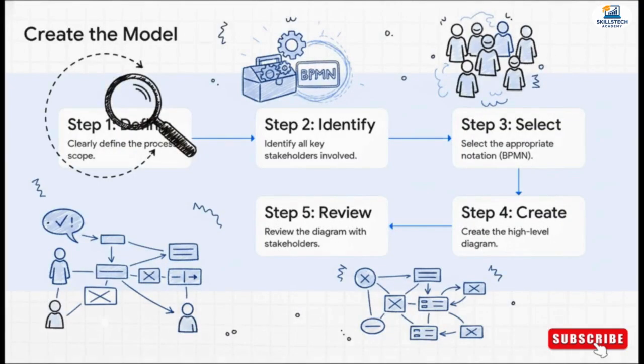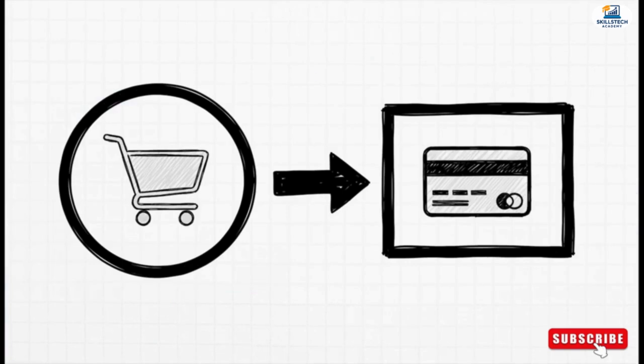Now, a good business analyst doesn't just start drawing randomly. There's a method here, right? So first, you've got to define the process. What are its start and end points? Then you identify all the stakeholders involved. After that, you pick the right tool for the job. In this case, we're going with BPMN because we need that detail and we have decision points. Then you actually create the diagram. And the final, crucial step is to review it with all those stakeholders to make sure you got it right. So let's start building this thing.